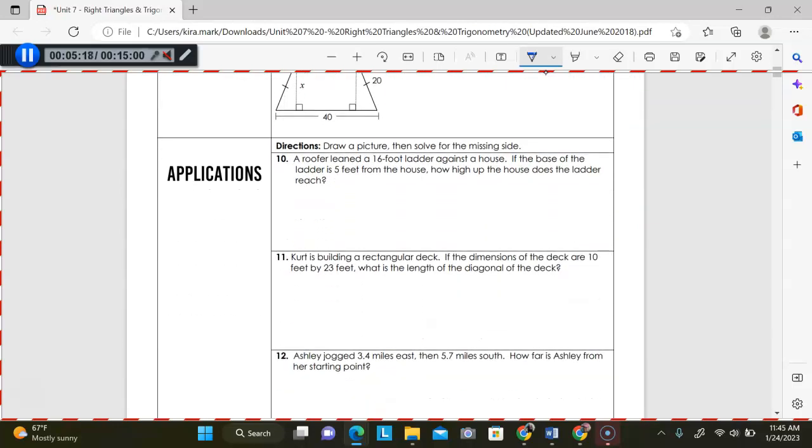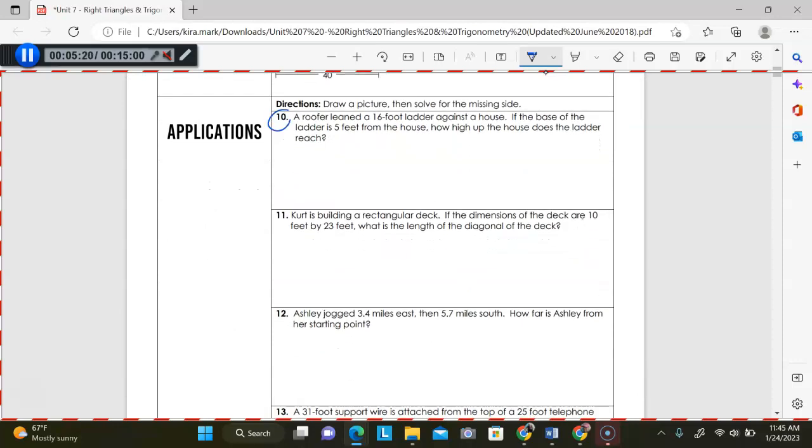And I'm going to go to some word problems. We're going to look at a roofer, and then we're going to look at Ashley. So a roofer leaned a 16-foot ladder against a house. Here's my house. If the base of the ladder, so the bottom of the ladder, this is my ladder, is 5 feet from the house, then how high up on the house does the ladder reach? That's the height. So again, find your C. My C is right here, it's 16, so we would do x squared plus 5 squared equals 16 squared.